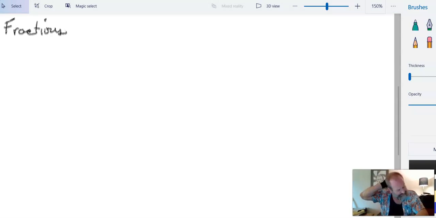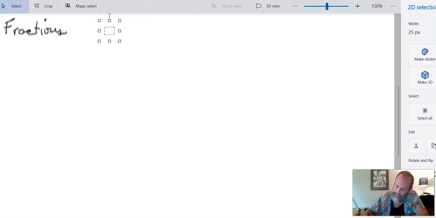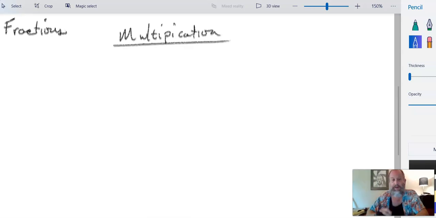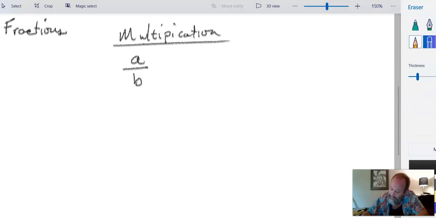Now, multiplication is the next thing we're talking about. No, let's try it with the pen on. Let's try this again. There we go. Right? So if we're talking about multiplication, the process is really straightforward. It's probably one of the most straightforward things you can do with fractions. And it basically works like this. If I have 2 fractions, and I want to multiply them together.